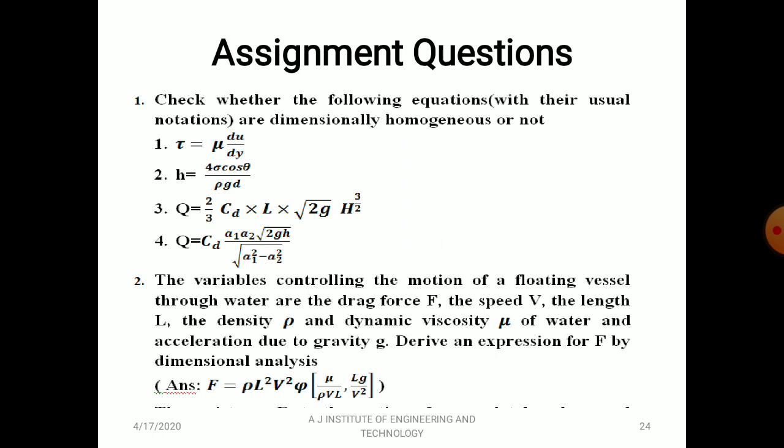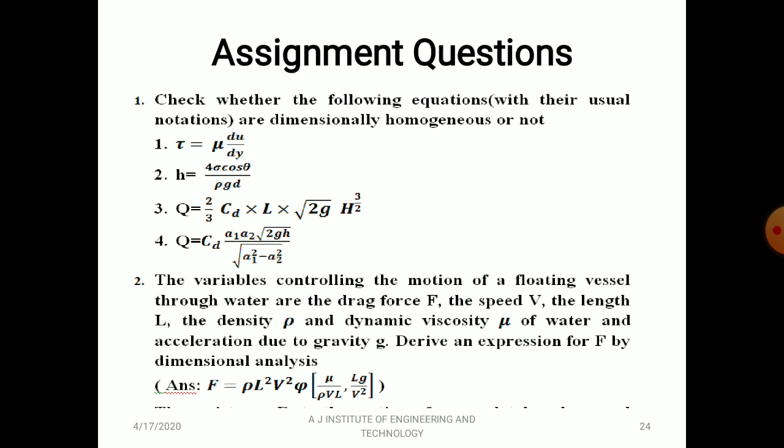How to check? The dimensions or units on both sides should be equal. Before doing that, you have to know the terms involved in this expression. So let me just discuss the terms involved in the given expressions. First one, tau equal to mu into du by dy, where tau is a shear stress. You know stress is force by area, so the unit is Newton per meter square.